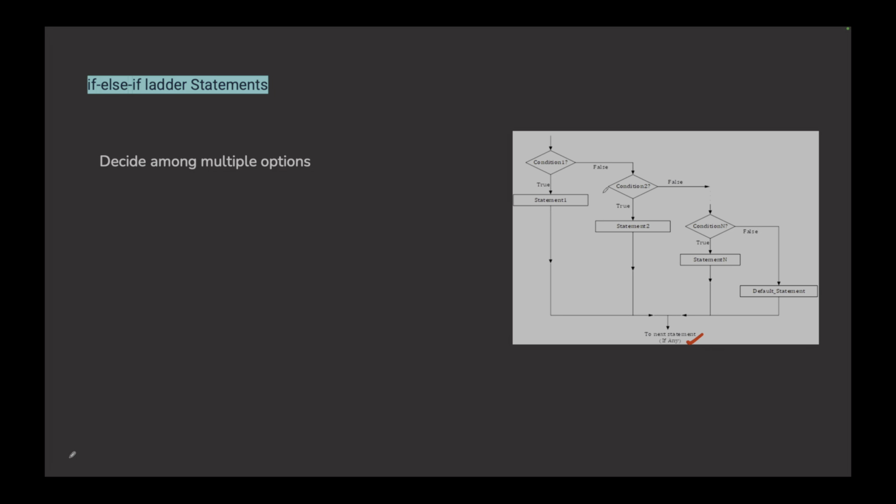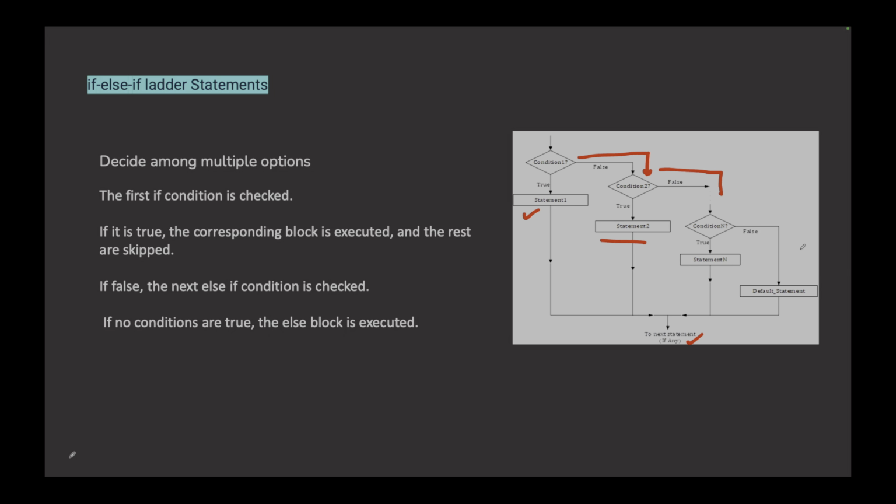What is happening here is if the condition is true, one statement will be executed. If false, it will only check another condition. If it is false again, then it will go to the next condition and continue its execution. It is like a ladder. The first if condition is checked. If it is true, the corresponding block will be executed and the rest are skipped. If false, the else if condition is checked. If no conditions are true, the else block is executed.